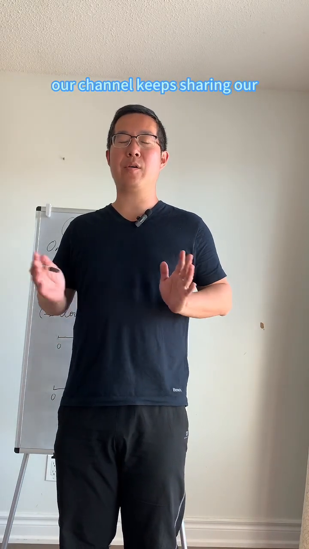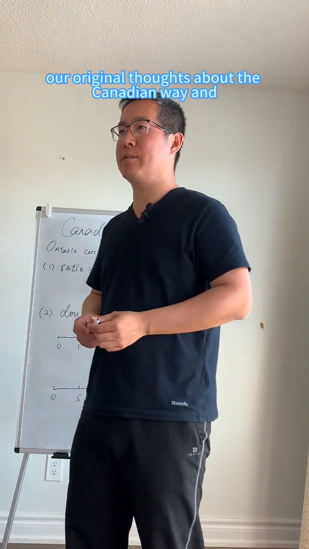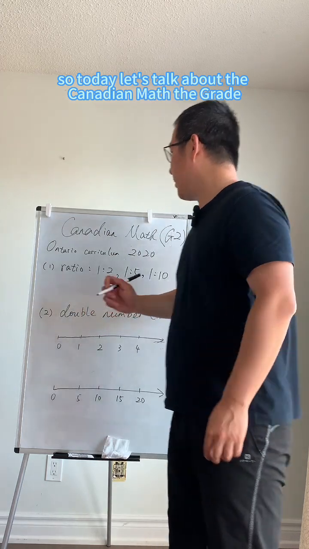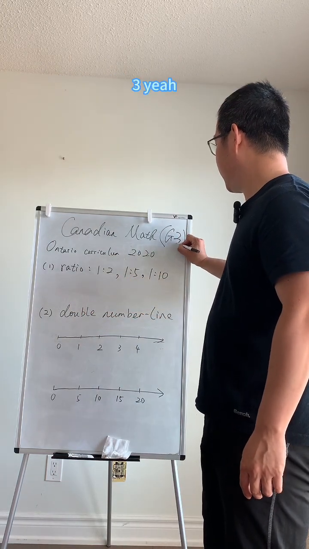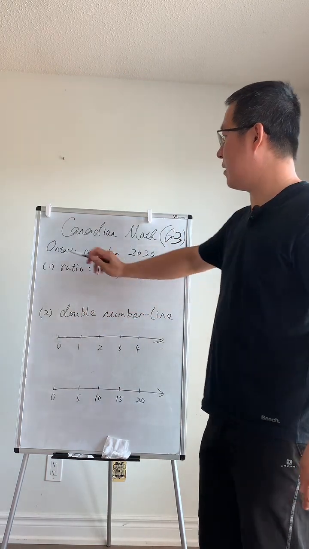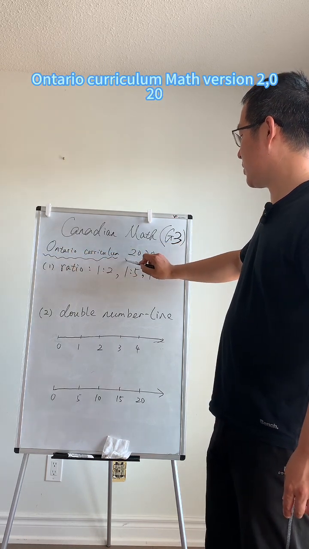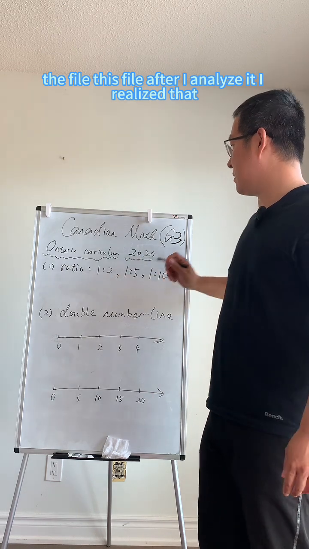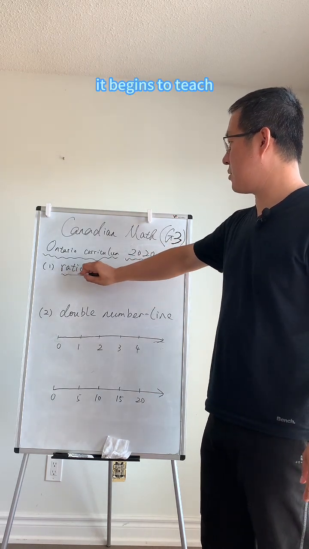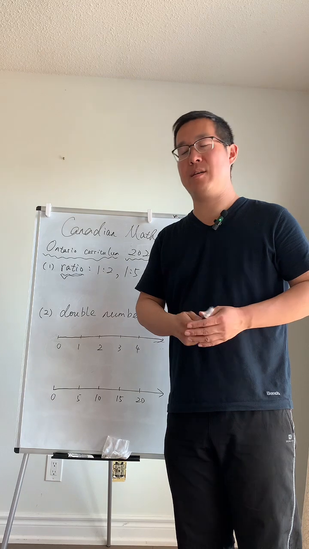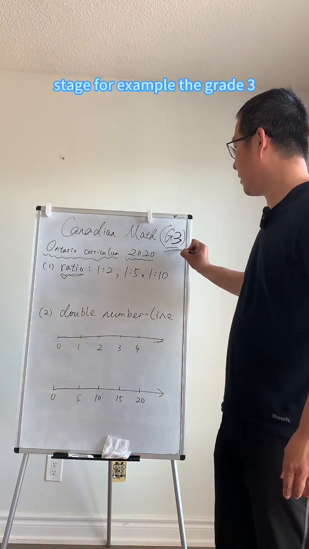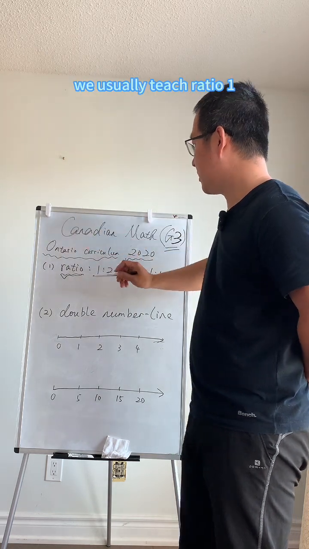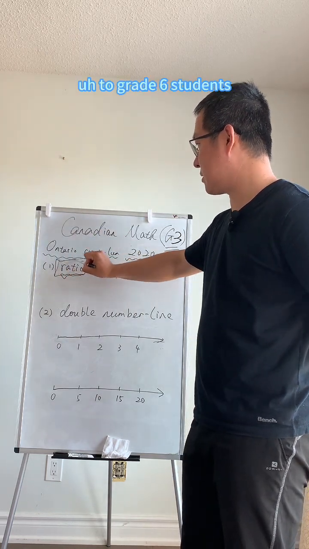Our channel keeps sharing our original thoughts about the Canadian way and American way of learning mathematics in elementary school. So today, let's talk about the Canadian math, grade 3. In grade 3, the Ontario Curriculum Math version 2020, the latest version, after I analyze this file, I realized that it begins to teach ratio at an early stage, for example, grade 3. This is very different from the teaching in China, because in China, we usually teach ratio to grade 6 students.